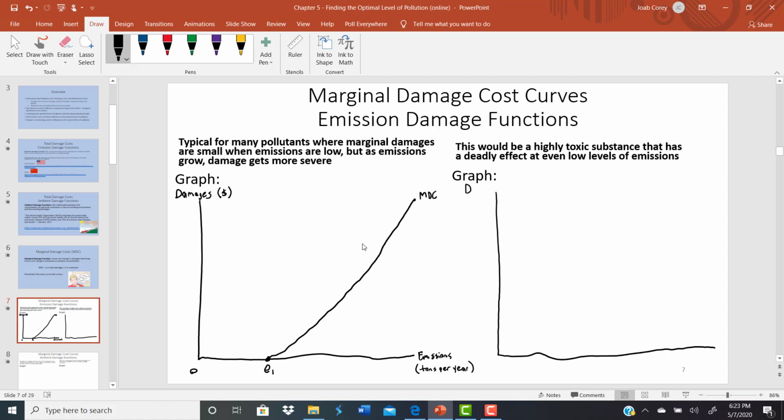So again, we're measuring damages up here. Again, maybe in terms of US dollars. And then once again, we're going to be doing emissions down here.